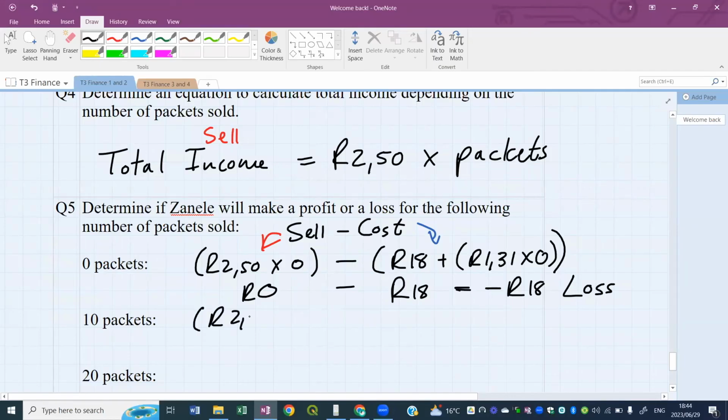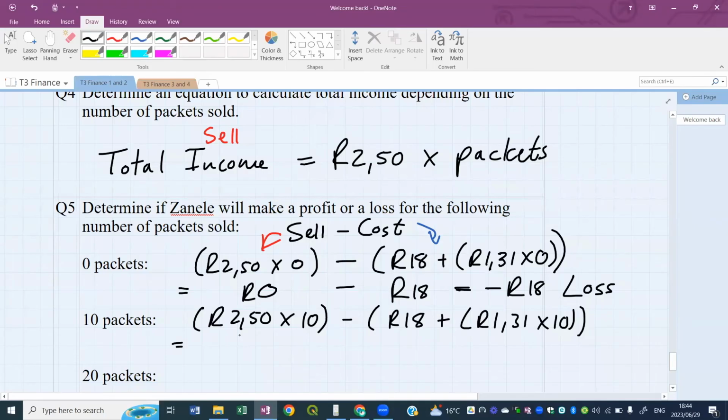We're going to say the selling. How does she get income? When she sells. What if she sells 10 packets? All right. How much does it cost her for 10 packets? Well, we know it's 18 Rand always for taxi fare, and it's 1 Rand 31 to make a packet. So it's 1 Rand 31 times 10 packets. All right. What does this give us? Okay. This gives us 2 Rand 50 times 10 is 25 Rand. Oh, she's making money now. Minus, what are her costs? Well, it's 18 Rand plus, what's 1 Rand 31 times 10? That's 13 Rand 10 cents.